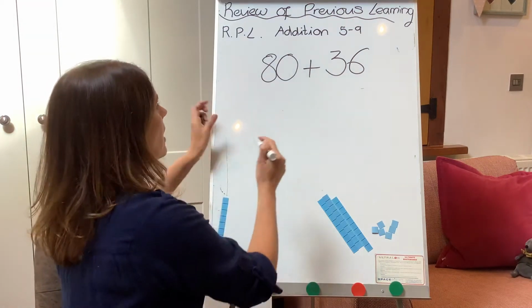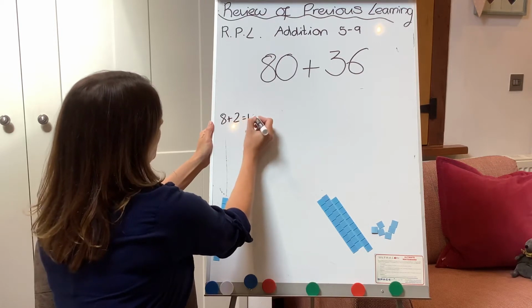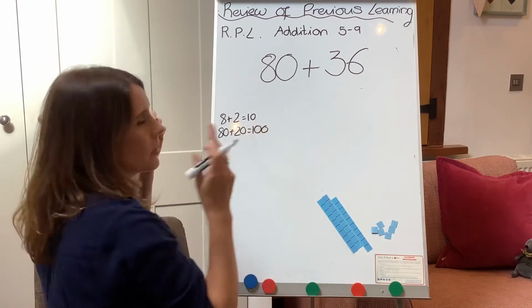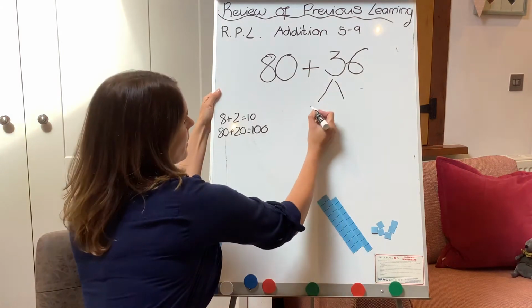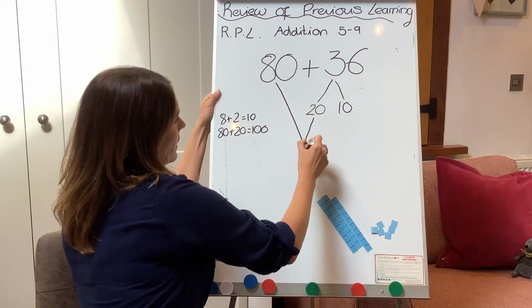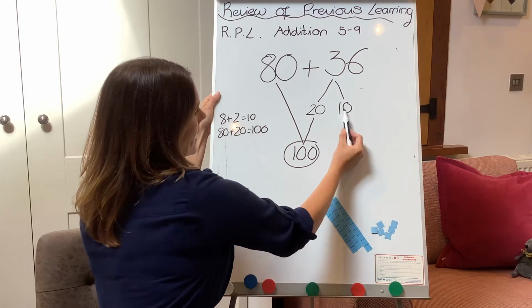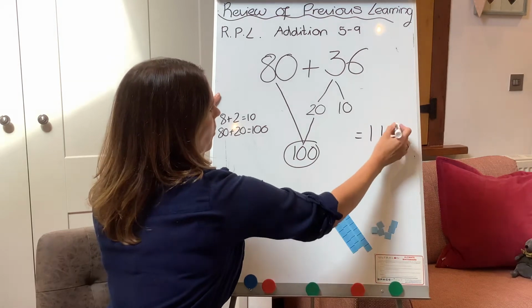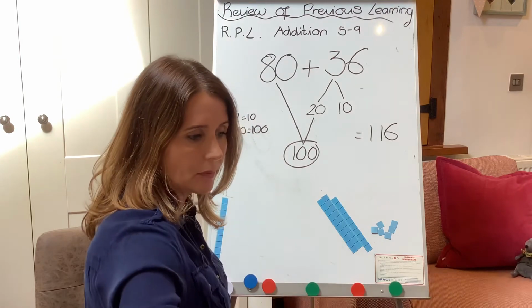to make 100. So I know that 8 and 2 is equal to 10. So that tells me that 80 and 20 is equal to 100. This is what I'm doing in my head. I'm thinking 80 and 20, so I need to split this into 20 and 10. So here, this 80 and 20 is going to make 100. Then, so I've got 100, add 10, add 6, or 100, add 16 is equal to 116.